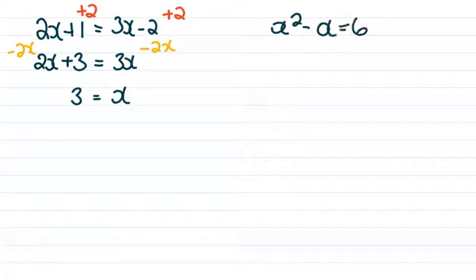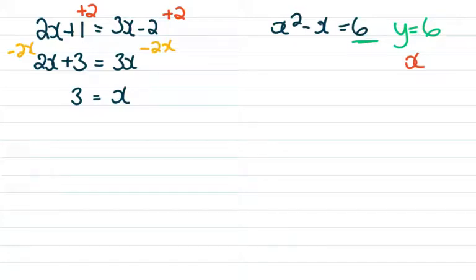X squared minus x equals 6. In this situation, the value that they gave you was 6. So that's y equals 6. That's what goes in the first blank. And the unknown value is x. That's what goes in the second blank.